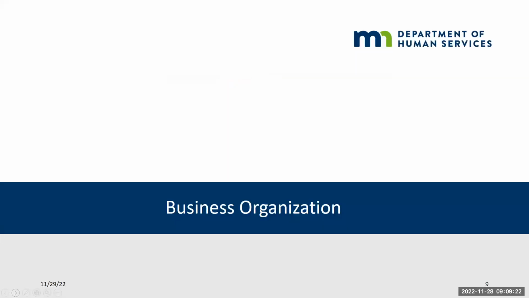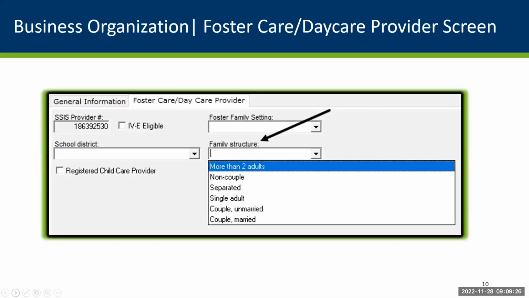Our next topic is business organization. And here the image displays the business organization foster care / daycare provider tab. And it's highlighting the family structure field. And there you can see all the drop-down options. That's what we will refer to on this slide.